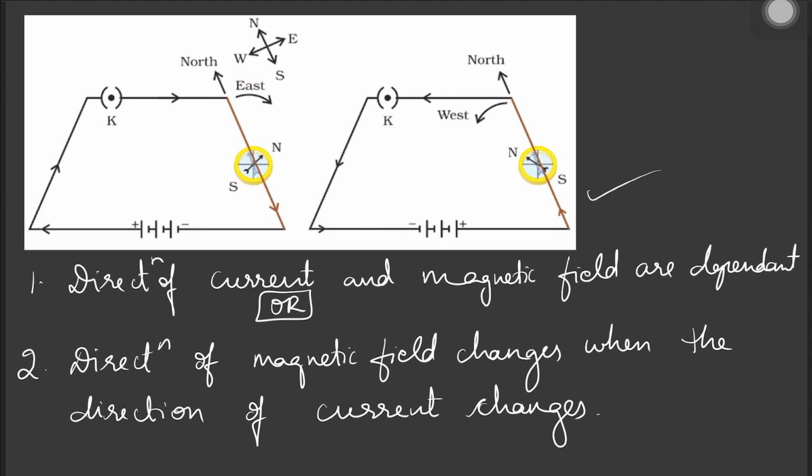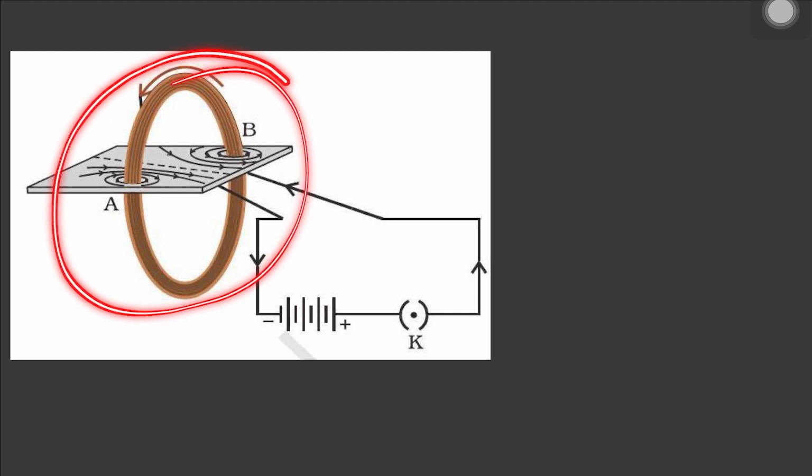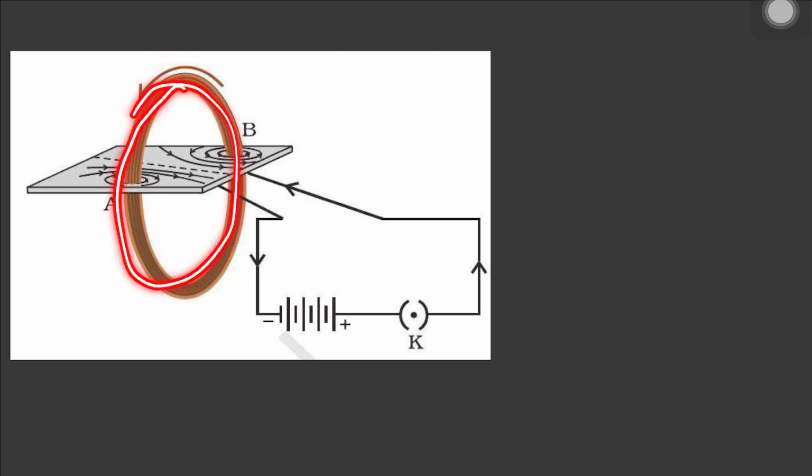Coming to the next experiment. If you observe the diagram, you would have already got an idea. This brown colored coil of wires is our conductor. So this experiment is all about the circular shaped conductor. So what happens? You see the arrow mark here. We will come to know the direction of flow of current. We have a complete circuit here.